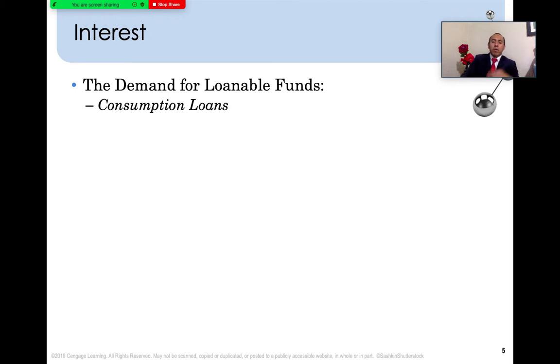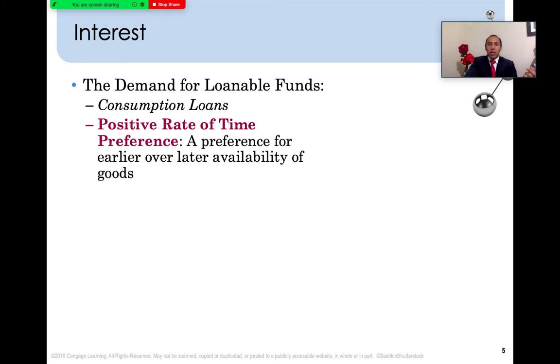So most of the time, consumers use their credit card heavily. It's additional funds that you have available at an interest rate. And then we have what is called a positive rate of time preference. This is the individual's preference for earlier over later availability of goods. Most of the time, if we don't have the money to buy a product, the store can offer you a credit to get that good, to get that product. So you want to get the good now, even if you don't have the income.